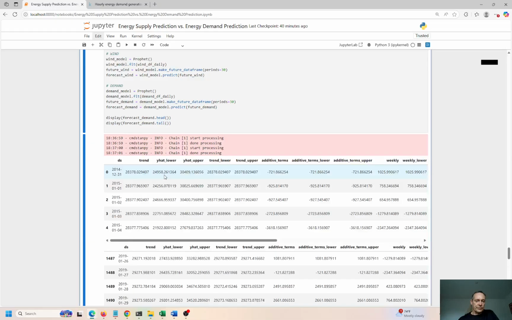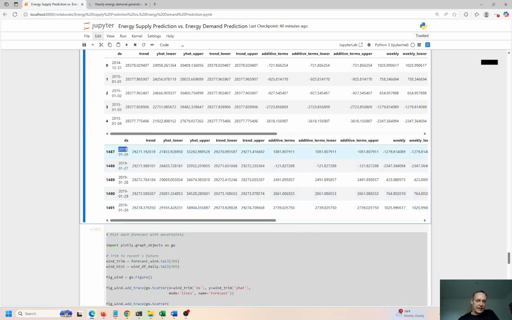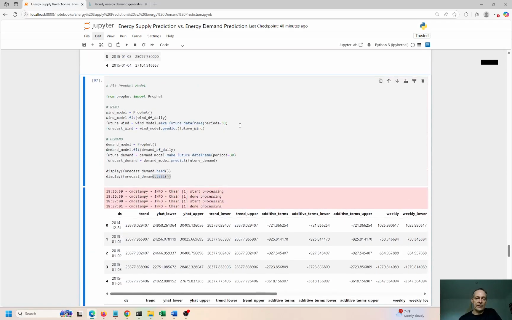Okay, start processing. So we have the DS and now we have the tail. So that was good. First, I just got the head. Now we have the tail. So it's making the forecast into the future. Remember, this started in January 1st, 2015. We went to the end of December 2018, and we're making forecasts into the future for the next 30 days. That's the whole point here. So 30 days into the future.